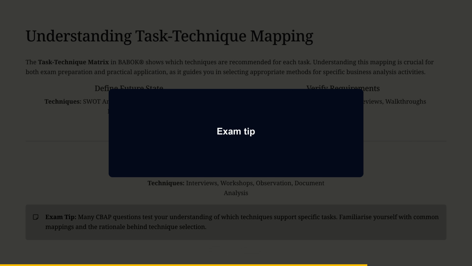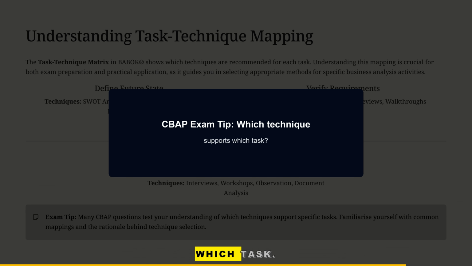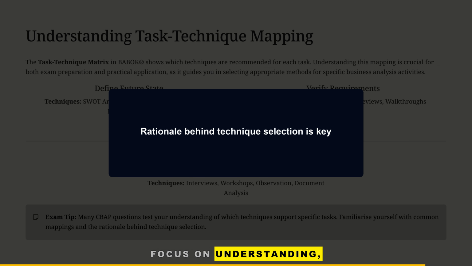Exam tip. CBAP questions often test whether you know which technique supports which task. Focus on understanding not just the names, but the rationale behind choosing each one.